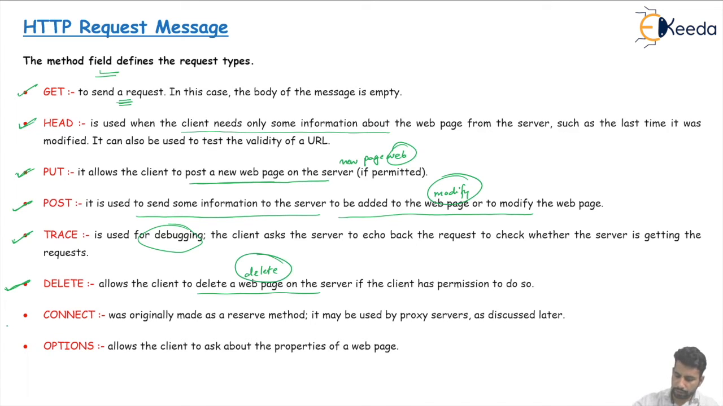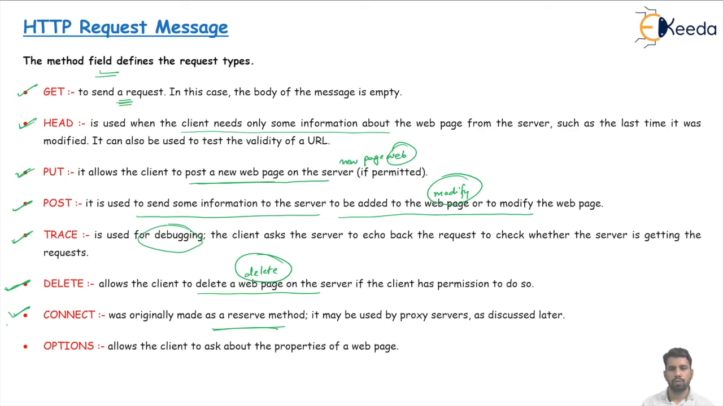Next is CONNECT. This is mainly used as a server method. When you want to do some proxy type of things, for example you are using the Tor browser, then you want to do proxy things.